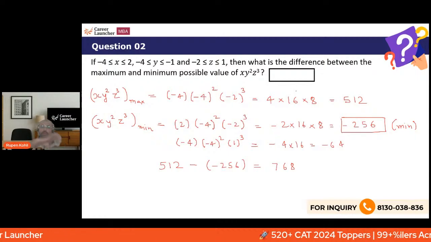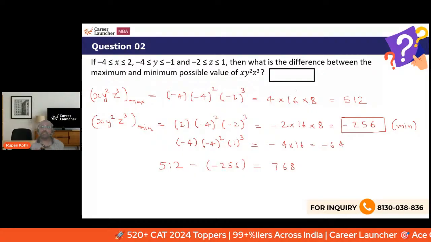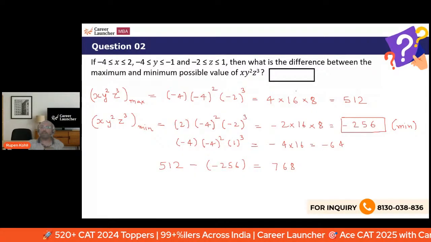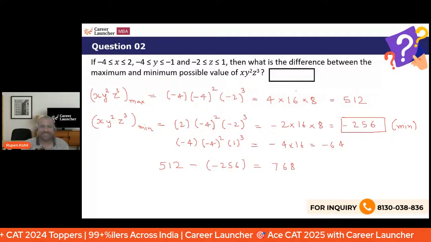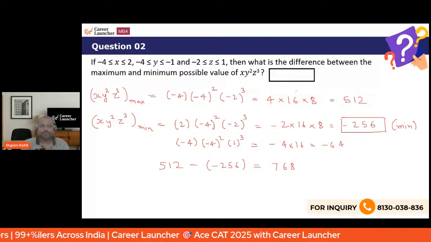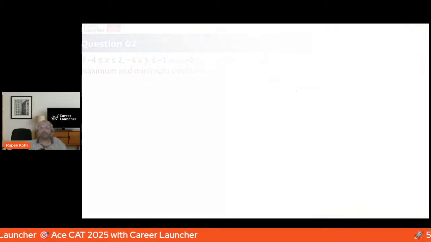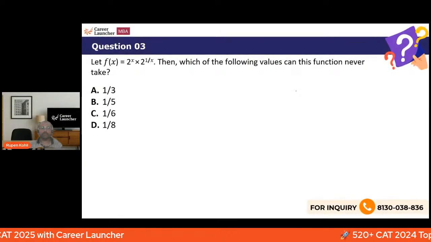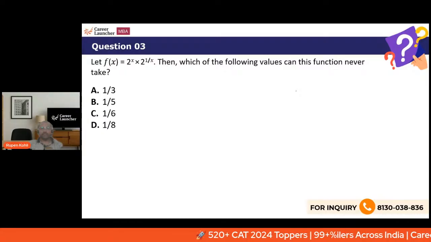Okay. So minimization, maximization of an expression based on the range of variables. That is another style of maxima minima problems. All right. Now let's see what more we can have. Third problem. Okay. Now look at this.